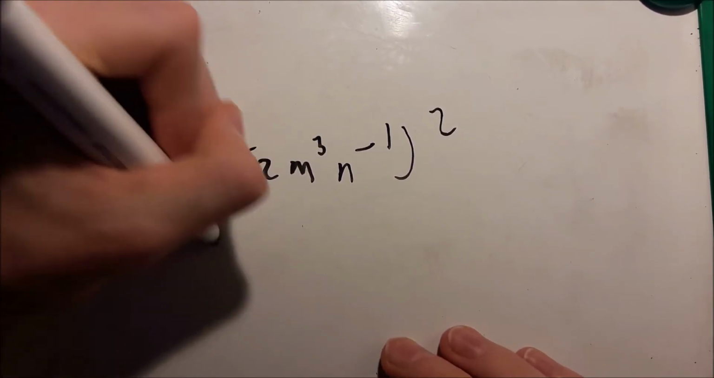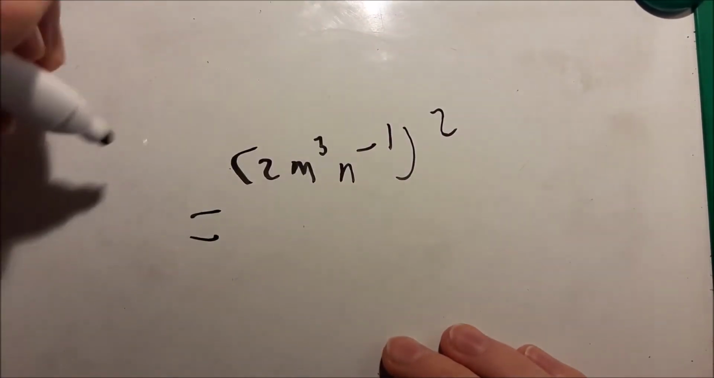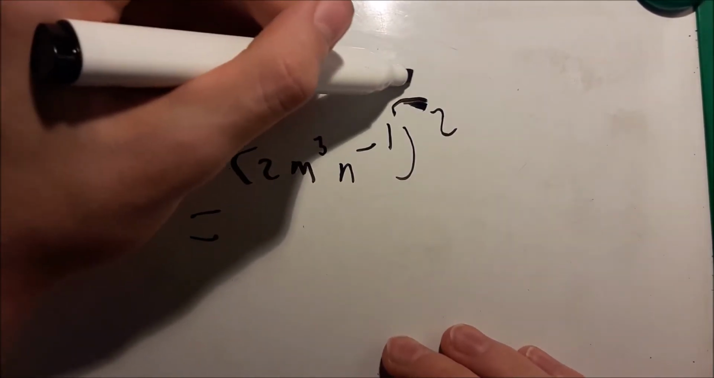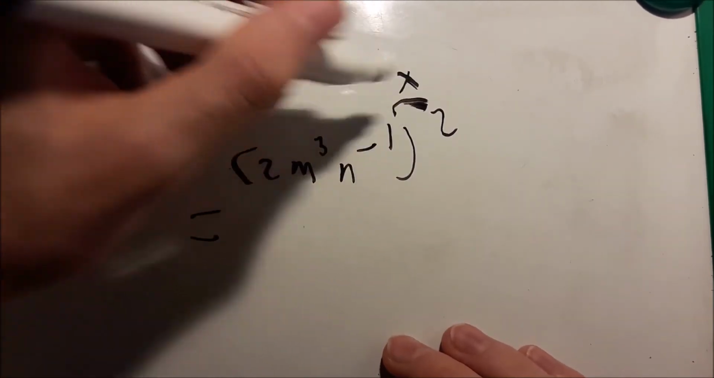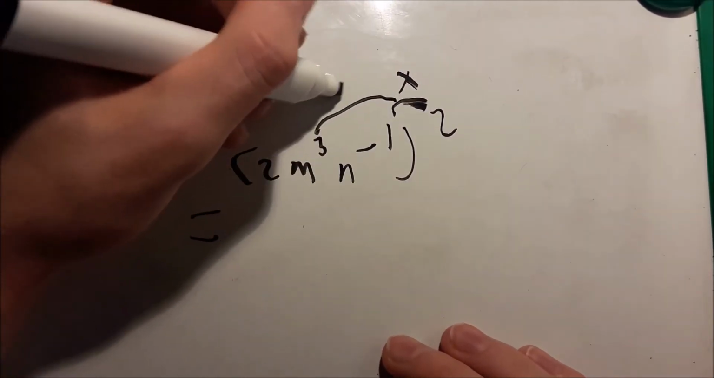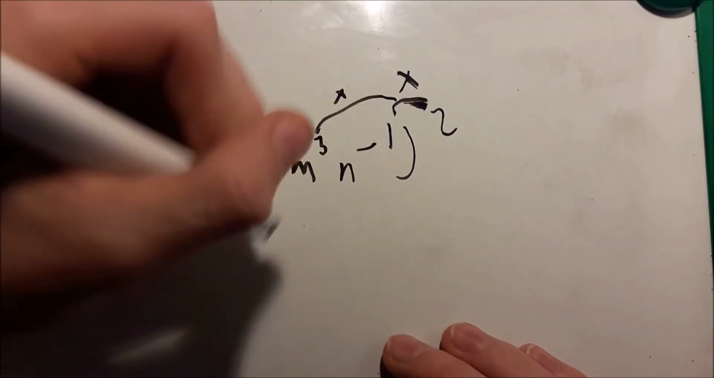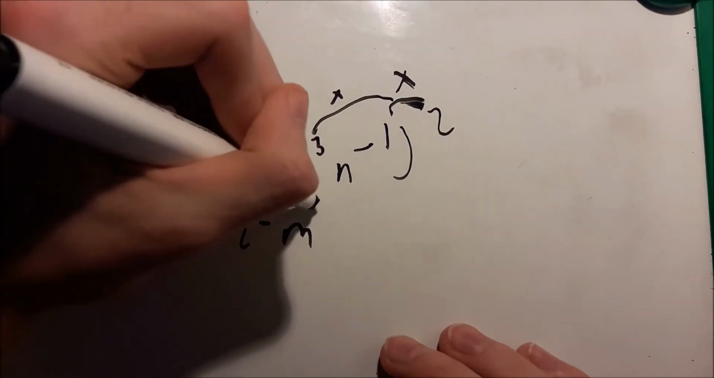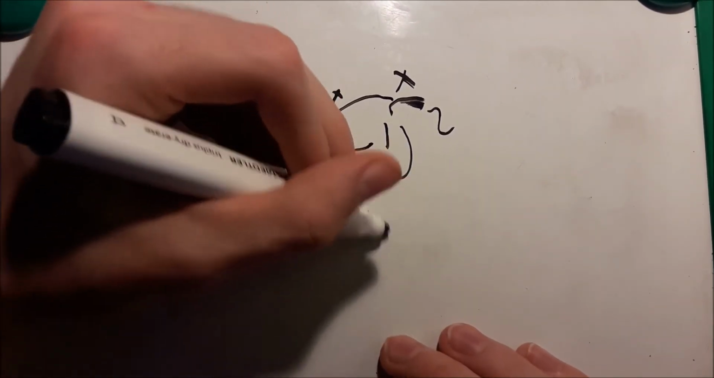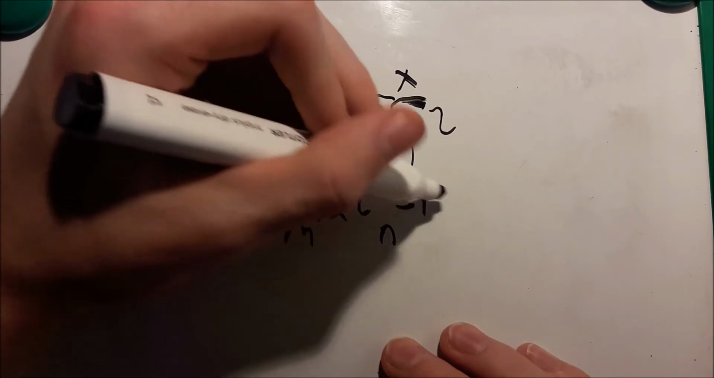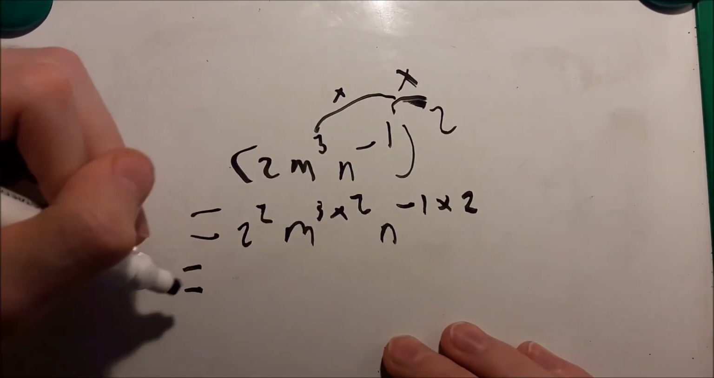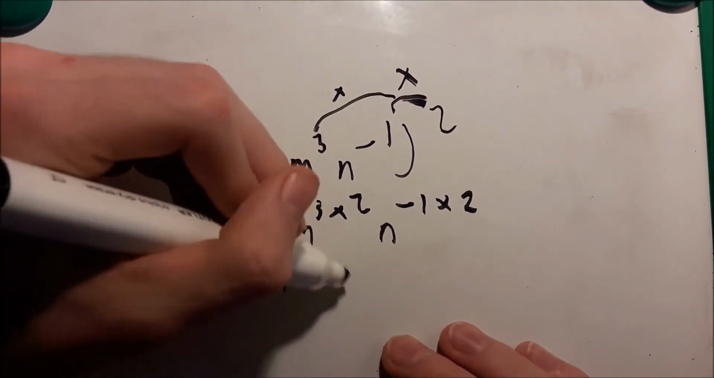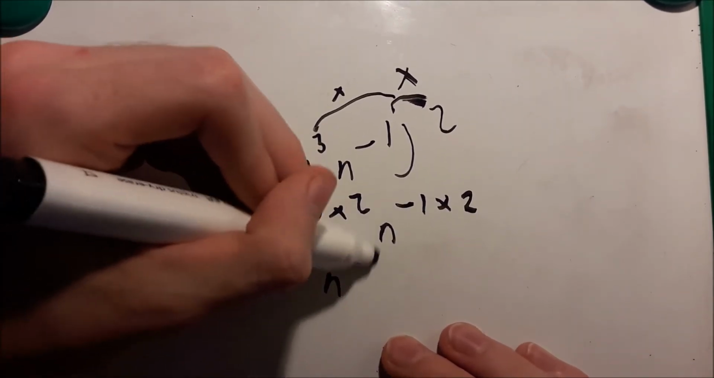So now we have this in brackets, okay? Remember with exponents that when it's a power to a power, you multiply. So we're going to multiply these two powers by 2, so it's basically 2 to the power of 2, m to the power of 3 times 2, and n to the power of negative 1 times 2. That will then equal 4m to the power of 6, n to the power of negative 2.